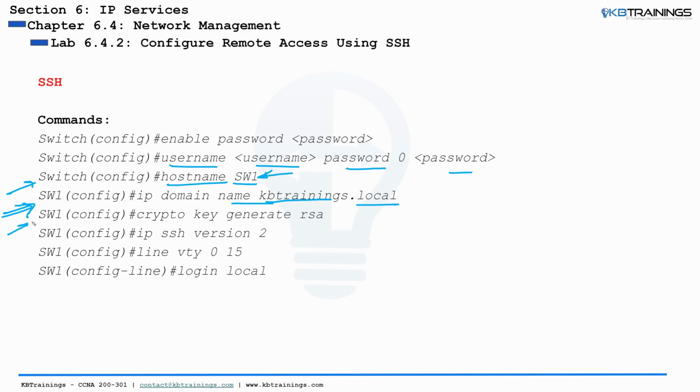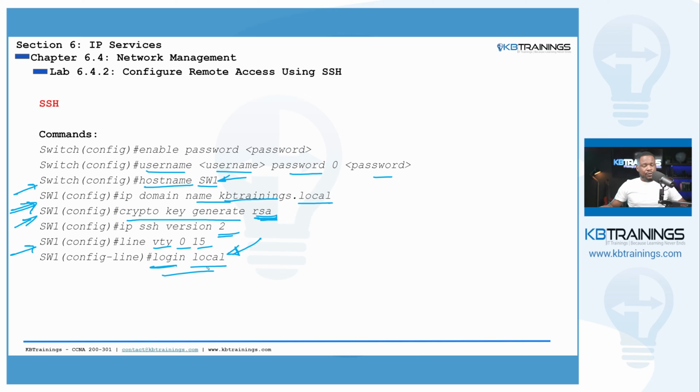And then we're going to create the RSA keys. The keys are going to be used for encryption for our SSH session. And this is the command to create the new keys. And after that, we can change the version of the SSH to version 2, which is more secure. And then we'll have to go in the VTY line. I usually go 0 to 15. To make sure that we are using local users, we're going to say login local for the switch to use the users that we created locally.